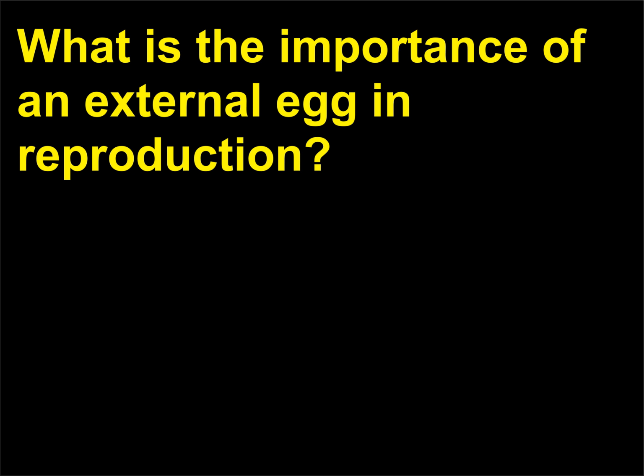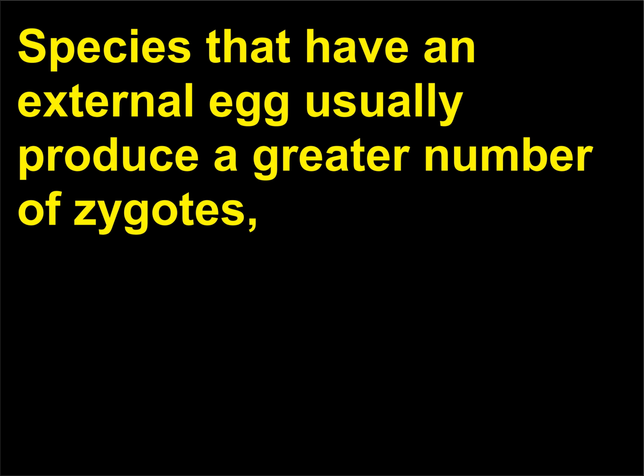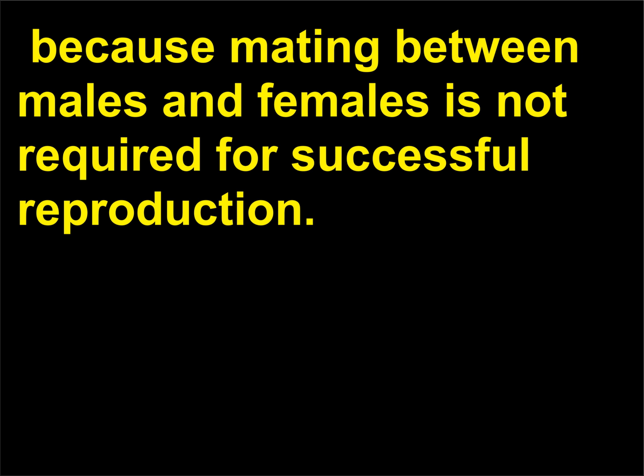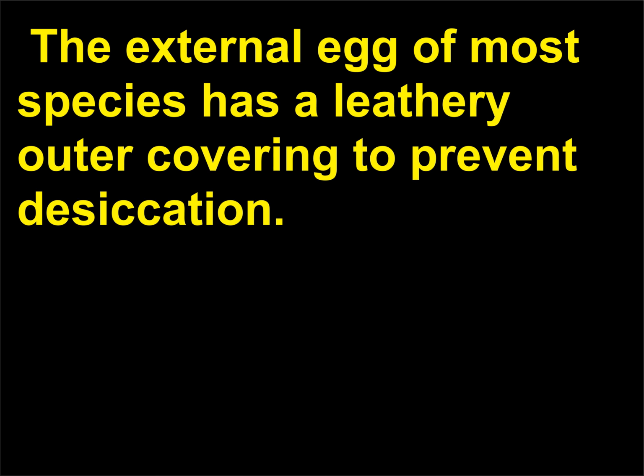What is the importance of an external egg in reproduction? Species that have an external egg usually produce a greater number of zygotes, because mating between males and females is not required for successful reproduction. The external egg of most species has a leathery outer covering to prevent desiccation.